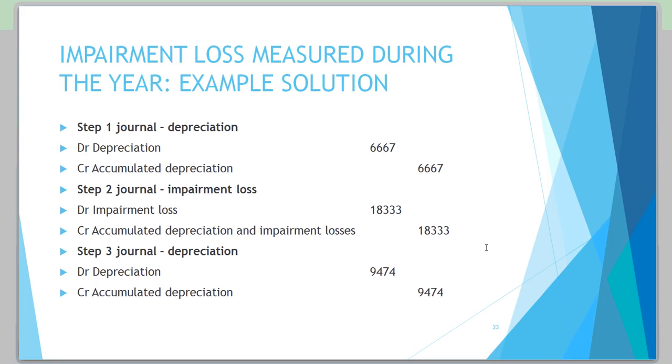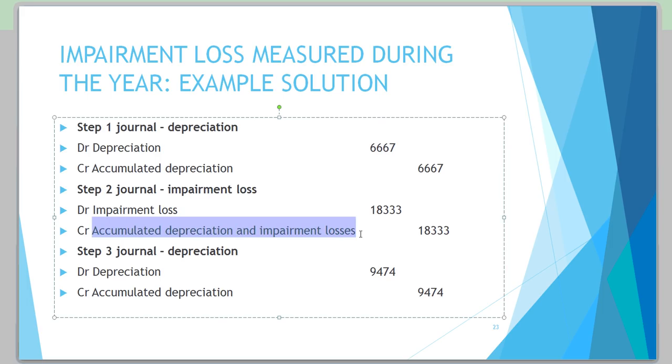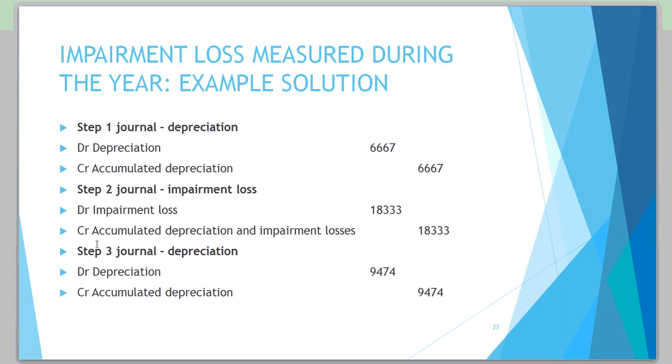So how do I do my journals? Well, I need to do journals for each little step, step 1, 2, and 3. So in step 1, I will recognize my depreciation. In step 2, I will recognize my impairment losses, and here they've called it accumulated depreciation and impairment losses. But if you just call it accumulated depreciation, you always also get your mark. And then step 3 is the journal for the last bit of depreciation, which was 9,474.